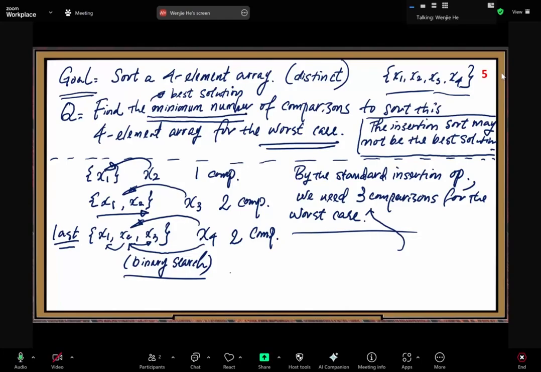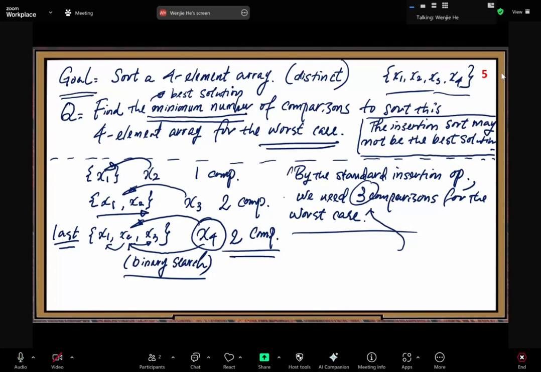Based on your background knowledge, you know a little bit about binary search, right? Here we treat x4 as the search key. We always compare the search key with the median of the current array at each step. That's the binary search way. If you use this binary search idea, you can reduce the number of comparisons from 3 to 2. That's the improvement. Now you can get a better solution.